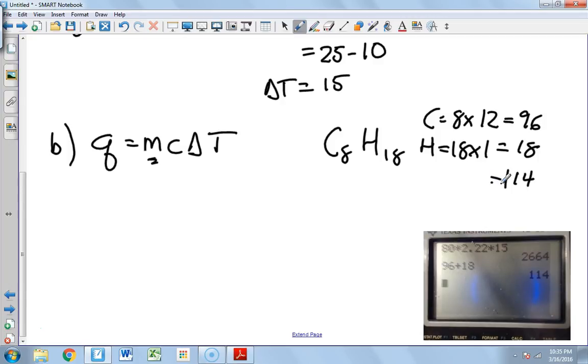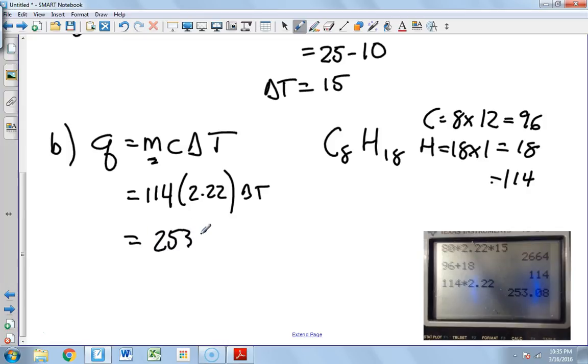So Q, the amount of heat, mass, so 114 times 2.22 times delta T, let's see, so 114 times 2.22, the amount of heat is going to be equal to 253.08 times whatever our delta T is. Now, that's for what we call octane.